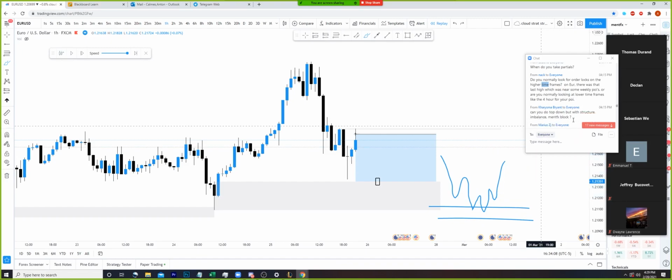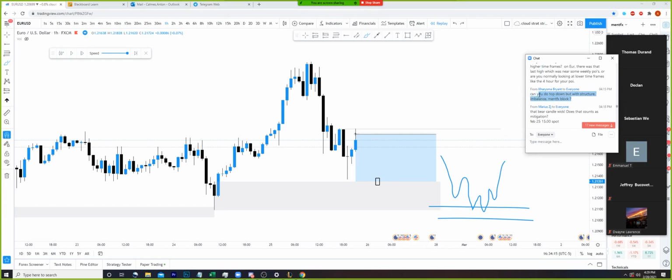Can you do top down, but with structure, imbalance, and MentFX block? Oh, I think we went over this, yeah. We didn't set the start, but we're going over exactly how I got into this, so just pay attention to this one. That bear candle wick, does that count as mitigation?